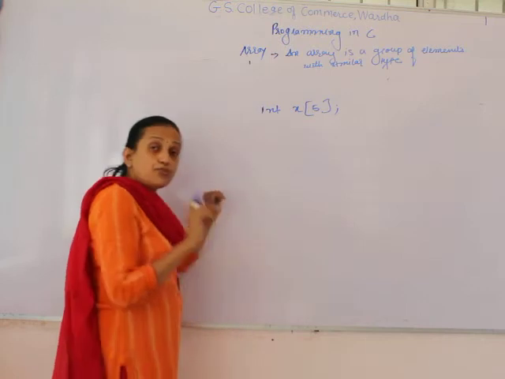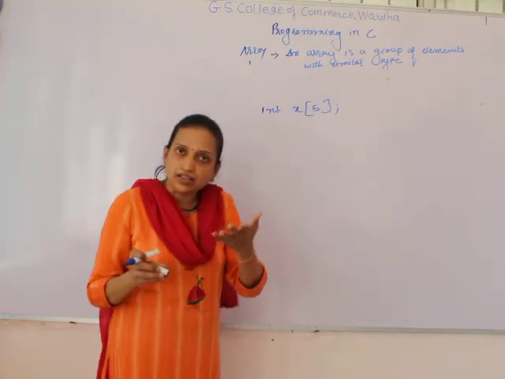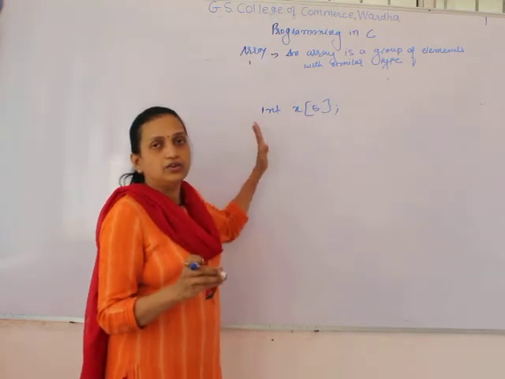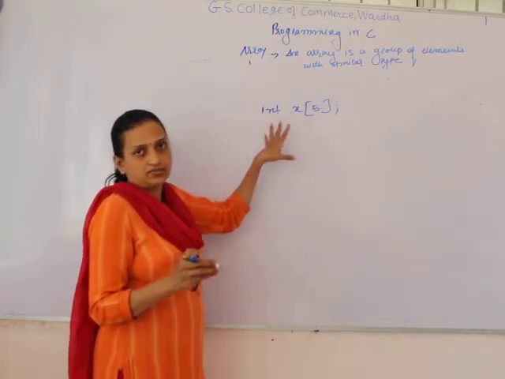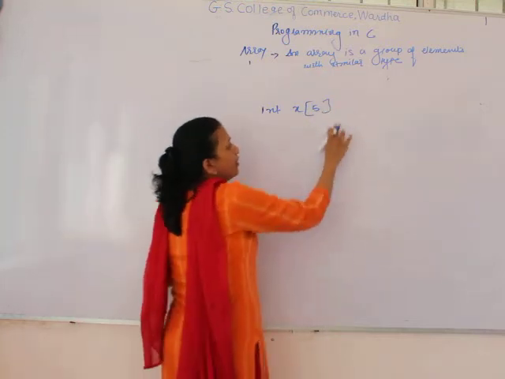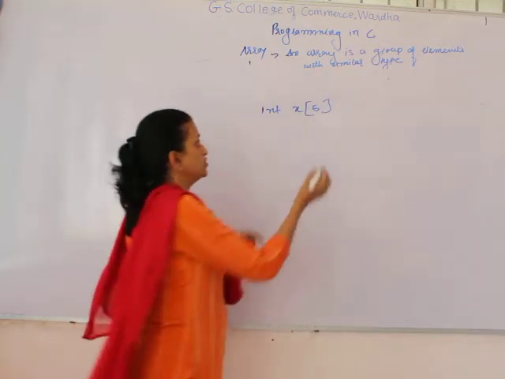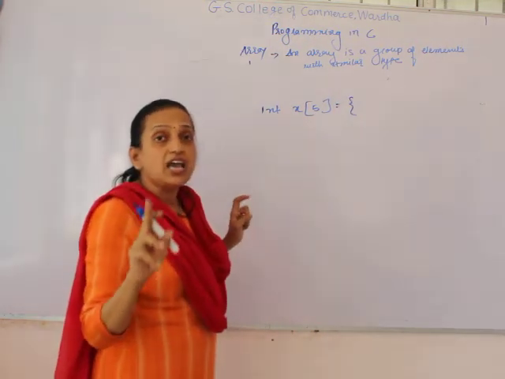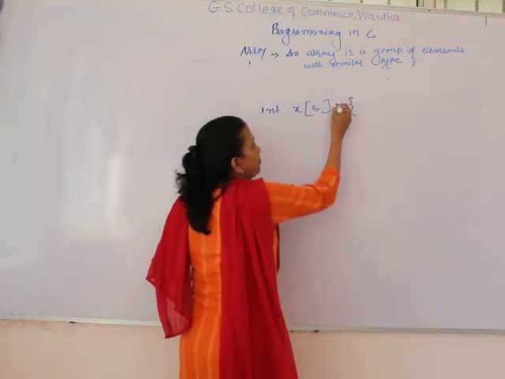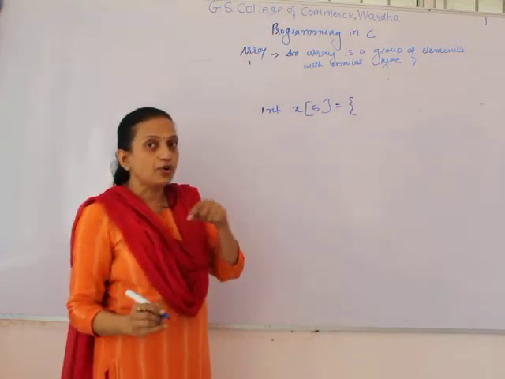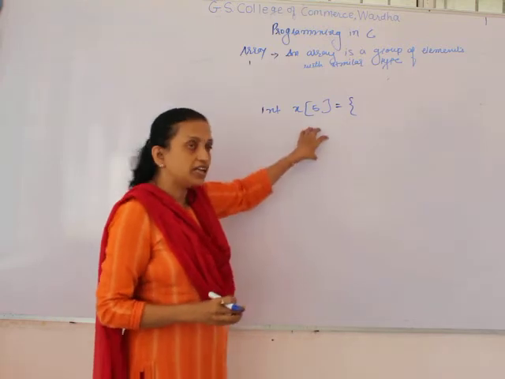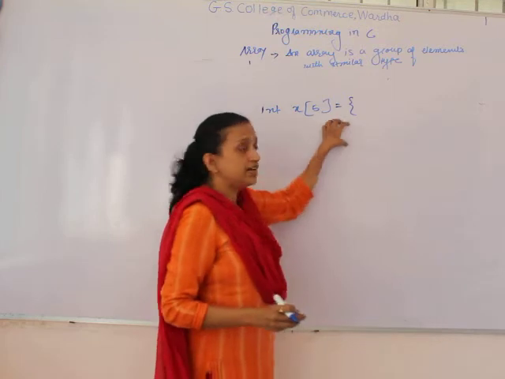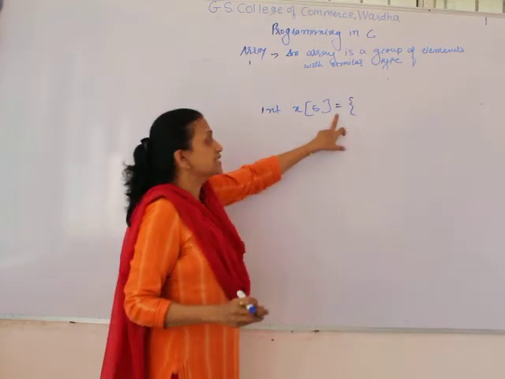Suppose if you want to assign the value at the time of declaration, you can do that also here. So you have to assign the value at the time of declaration, and in this way you can assign. The value must be assigned by using the assignment operator. When you want to assign the value at the time of declaration, which is also known as compile time initialization, you need to use the assignment operator.